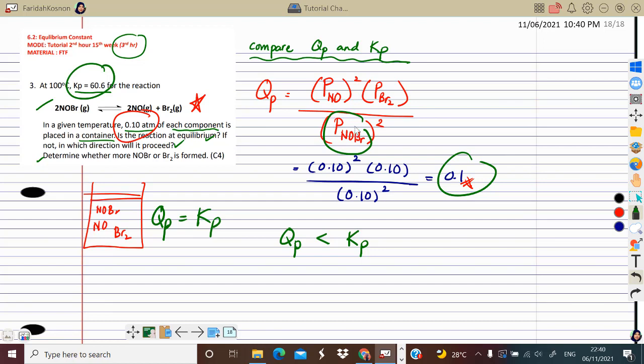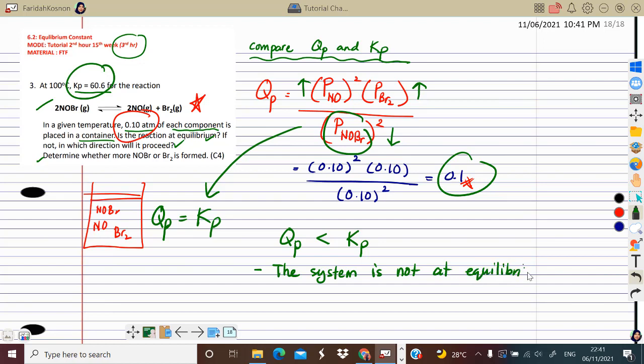Okey, jadi maksudnya sekarang disebabkan concentration of nitrosyl bromide ni, NOBR ni, very high untuk mencapai QP equals to KP ataupun dalam erti kata paling mudah untuk mencapai keseimbangan, the partial pressure ataupun concentration of NOBR kena berkurang and concentration of products kena bertambah sedikit demi sedikit sampailah QP equals to KP. Jadi, alright, the system, bila QP is less than KP, it shows that the system, okay, is not at equilibrium. Okay, macam tadilah, kena jawab dulu soalan dah tanya kan.